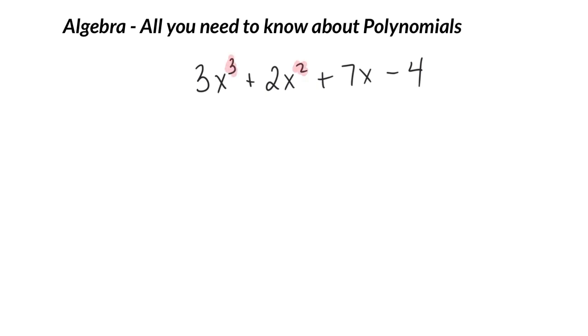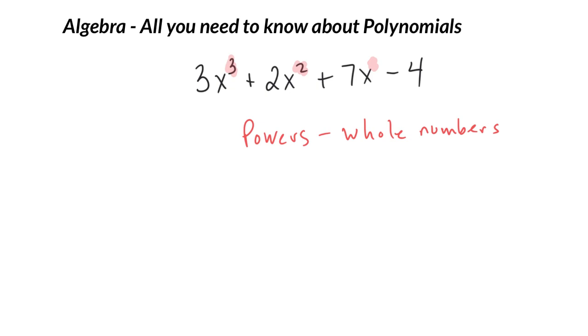Now, we may not always have x. It may be a different variable, but we have powers. And those powers have to be whole numbers. Okay, so the powers on our variable are whole numbers. Sometimes you'll see this written as positive integers, but we can't have fractions, we can't have negative numbers. The powers that our variable are raised to all have to be whole numbers.